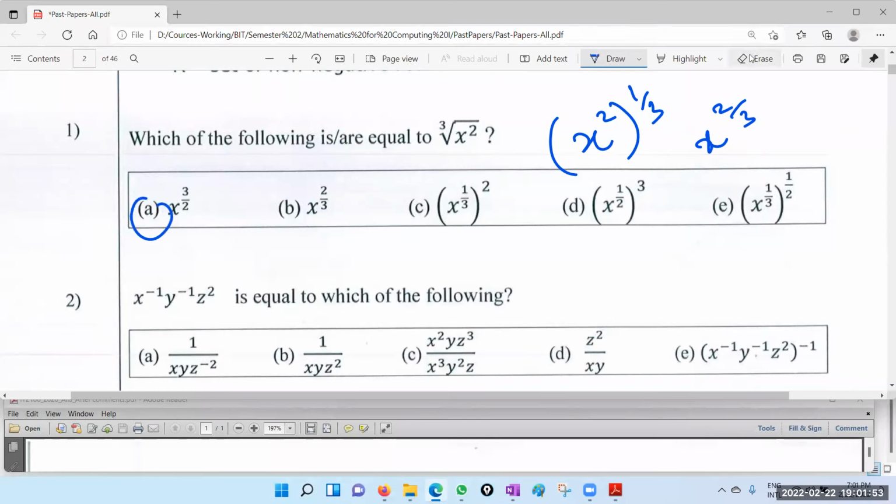Sorry, not this. This is not the answer. Multiple answers are possible. So this is an answer. This is also the same, right? 2 to the power 1/3 or 1/3 to the power 2 is the same. Yes, 2 divided by 3. So this is an answer. So this is half to the power. No, this is not the answer. This is 1/6. This is not the answer. So the answer is B and C.